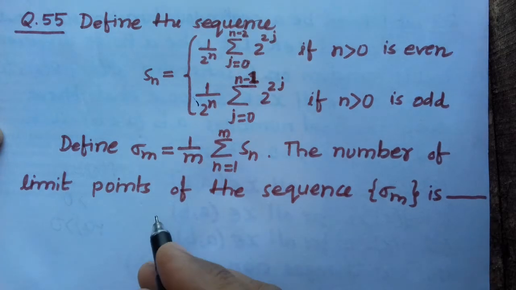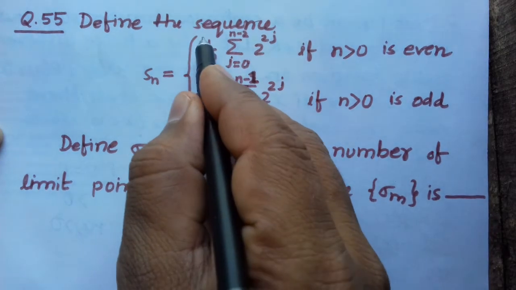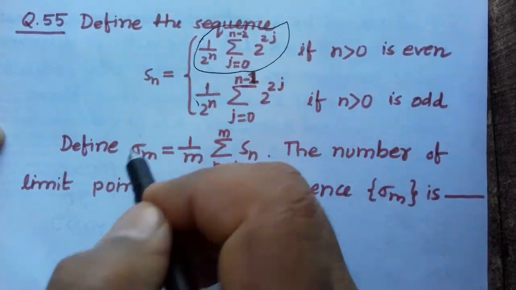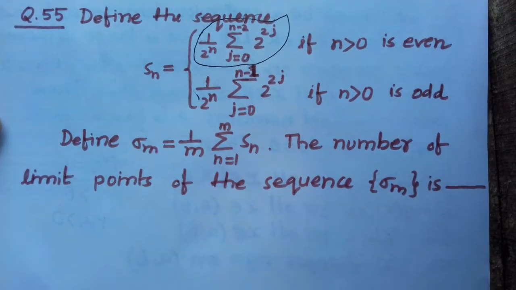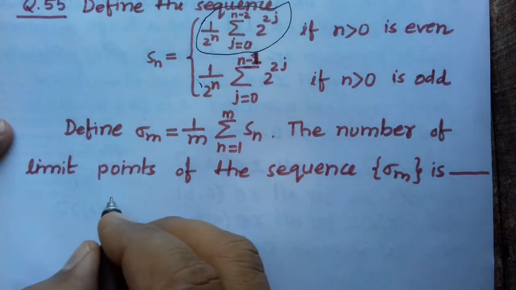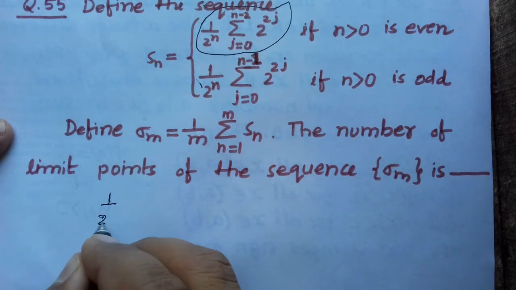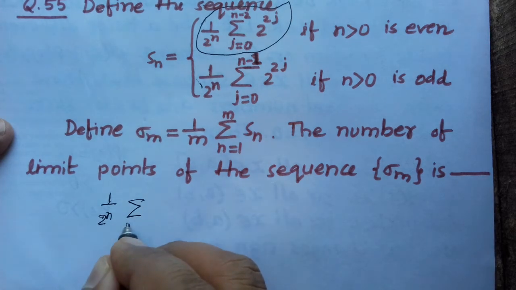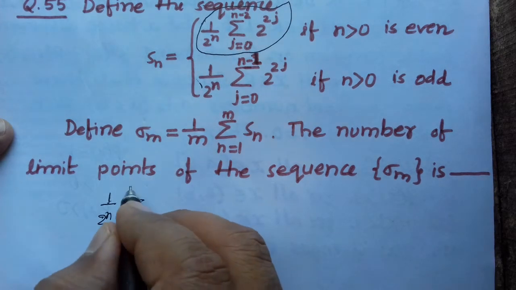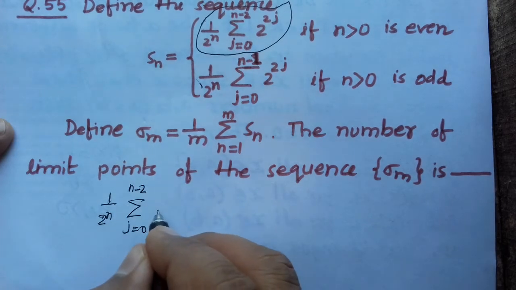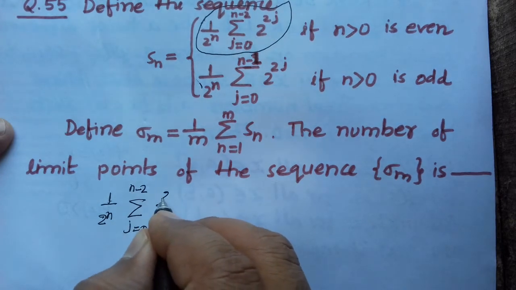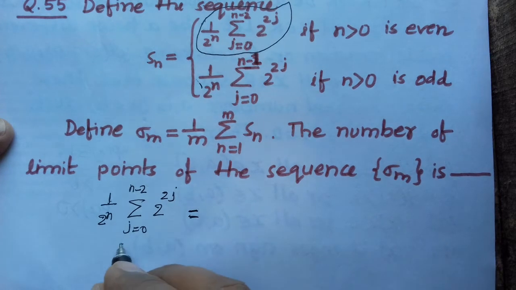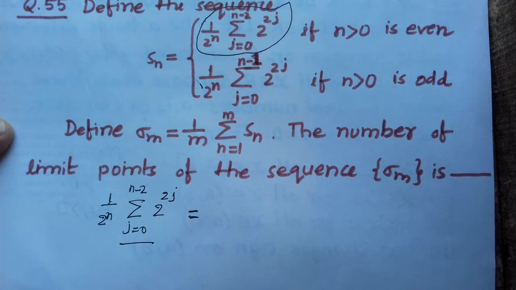Here is the question. Let us write this thing. You see, this is a series, so let us simplify this. So 1 by 2^n summation j equals 0 to n minus 2, 2 to the power 2j, and you see that this is nothing but a geometric series.